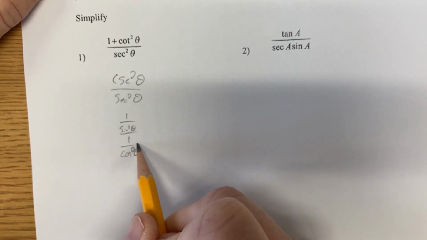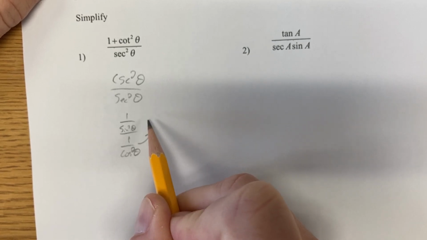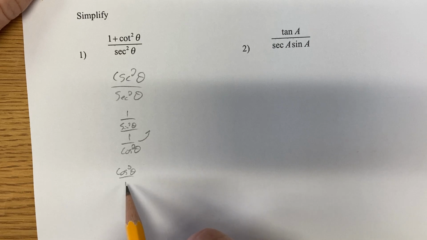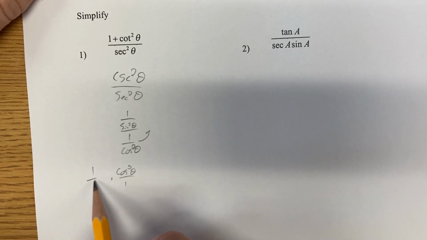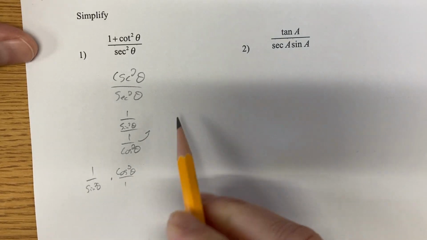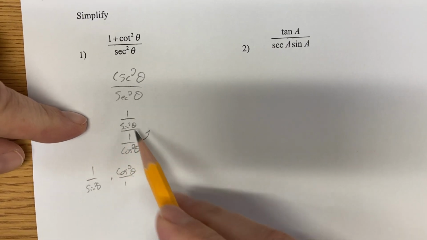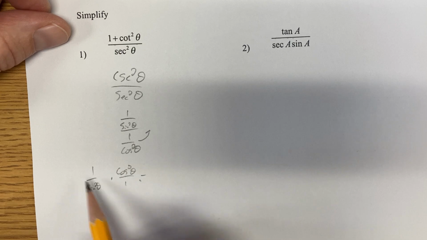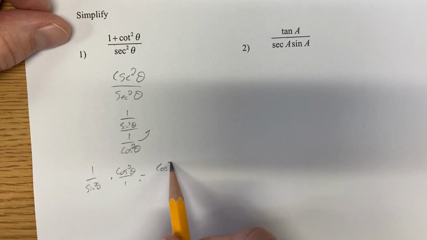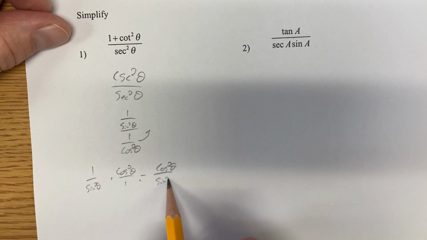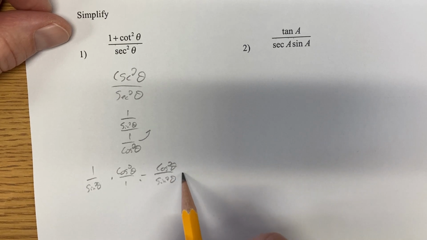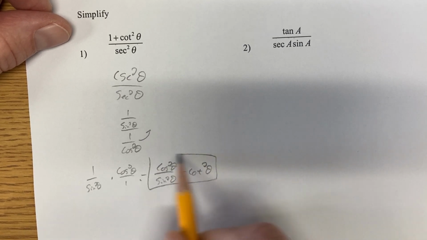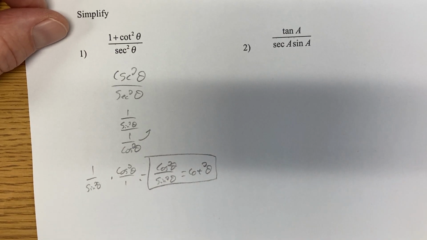Okay. So when I bring this up, I'm going to flip it. It's going to create cosine squared over 1 times the 1 over sine squared. So again, this 1 over sine squared is going to stay up here. This is going to come up and flip and create this here. So when we multiply, we get cosine squared over sine squared. And I think that's fine. Or if you want to write that as cotangent squared, that'd be okay too.